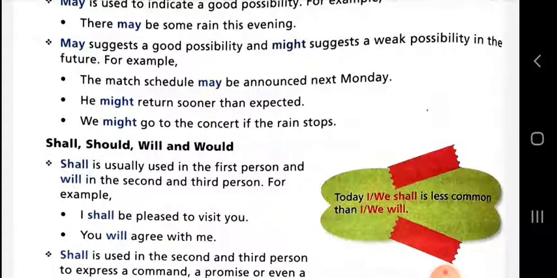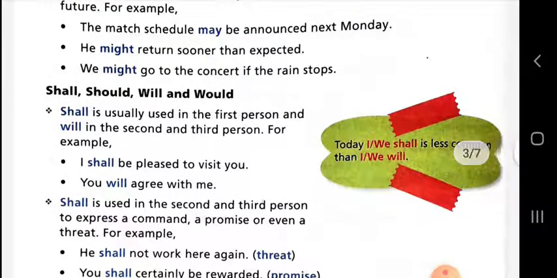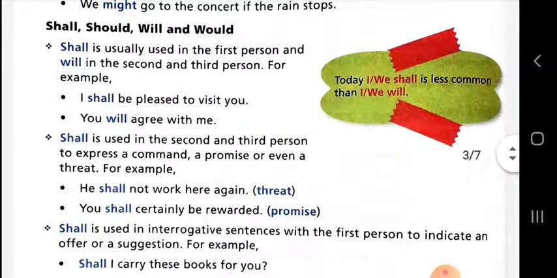I shall be pleased to visit you. You shall agree with me. Shall and will are used in future indefinite tense. You can say simple future also. Shall is used in the second and third person to express a command.